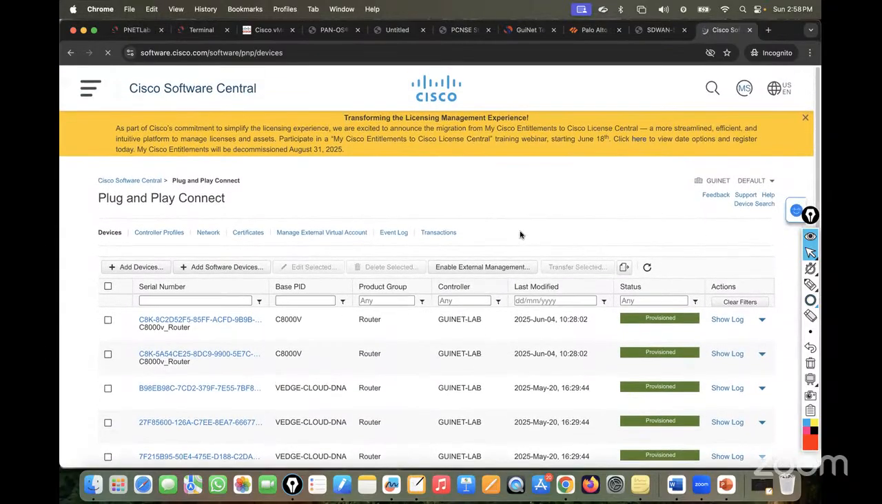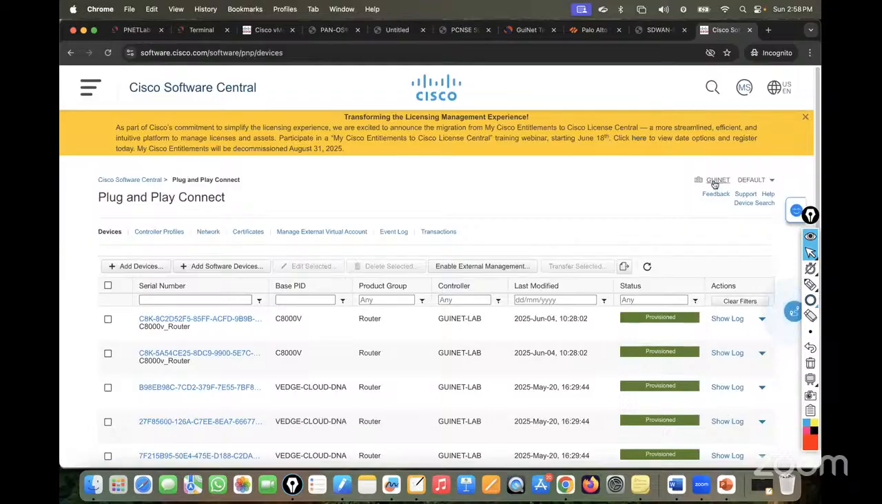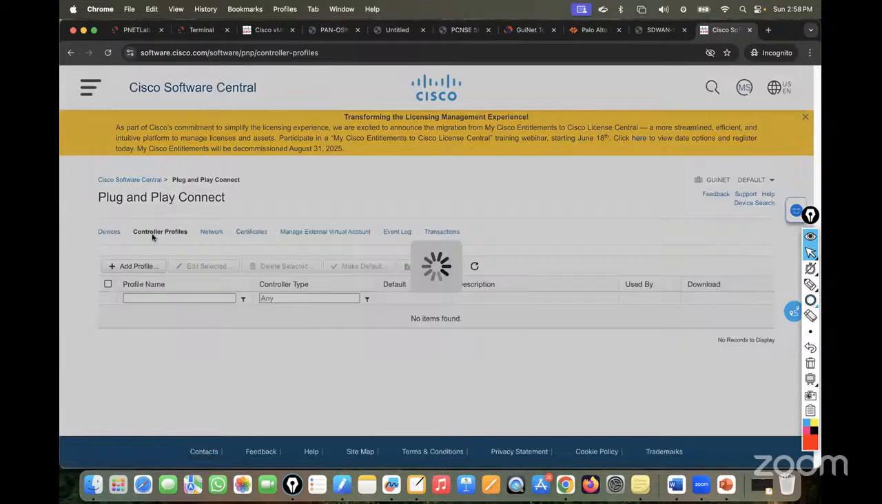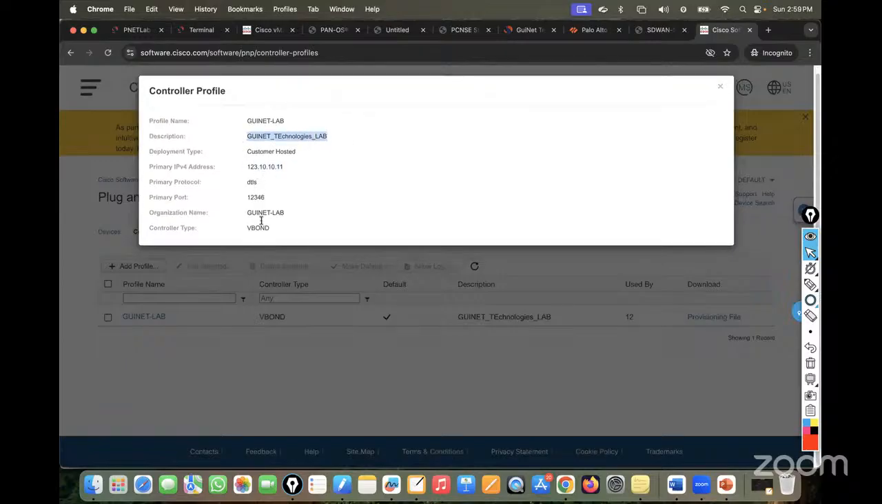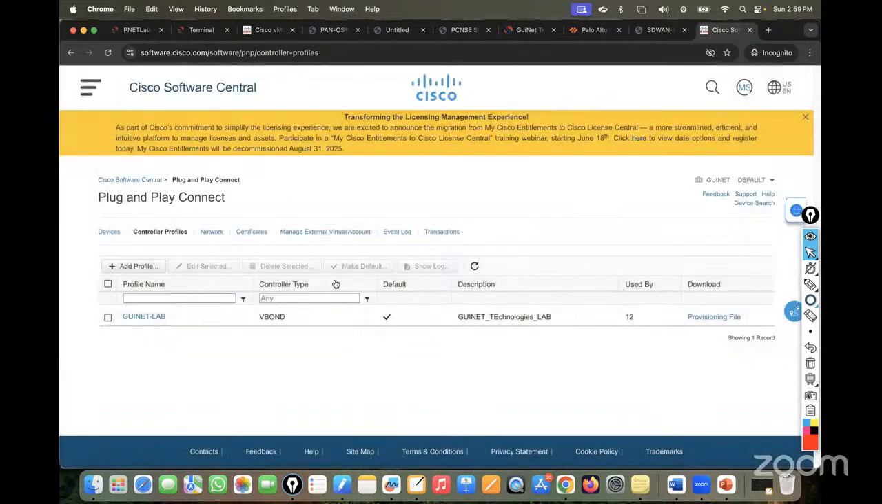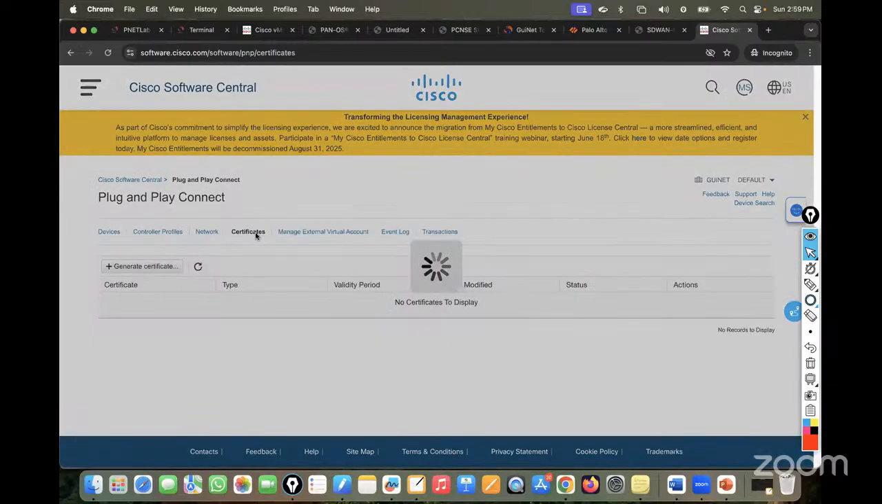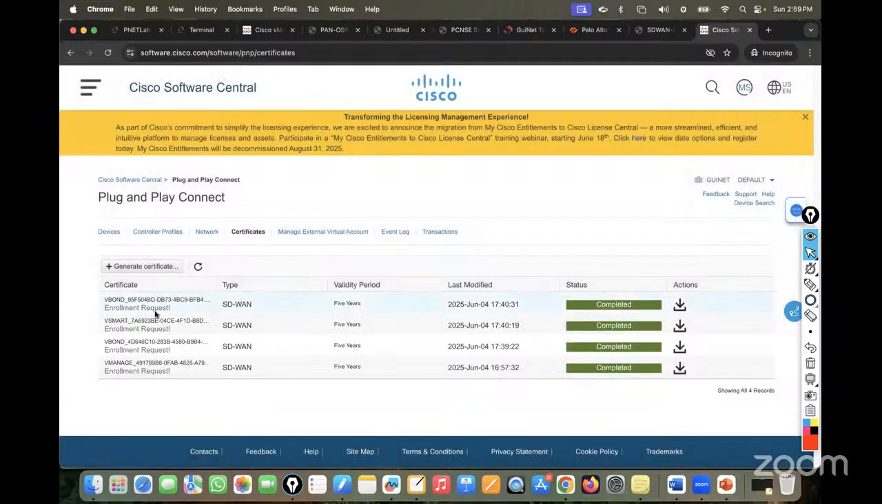See, so this is the plugin player. This is the GuiNet plugin player. You can see the GuiNet actual Cisco account, right? Here we have the controller profiles, GuiNet labs, where we build the real labs in the productions. And you can see we have the vBond, GuiNet technology labs. Everything is there, right? And this is the vBond IP address, the public IP address. And based on that, we have the actual provisioning files. You can see this provisioning file, even if we want to do certifications, we can do the certification directly from here. You can see this is Cisco Smart certifications are available.